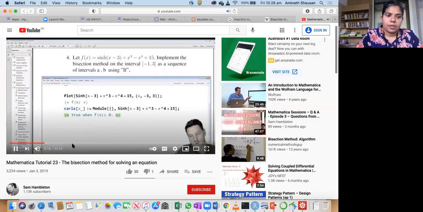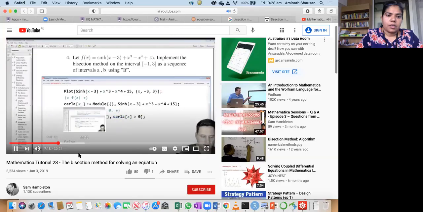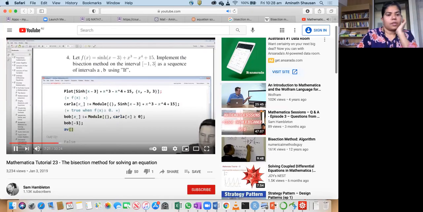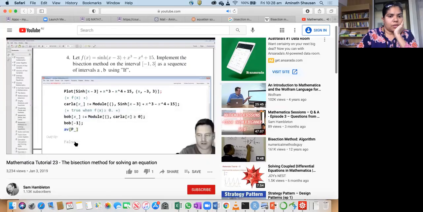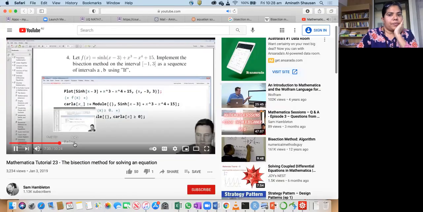Let's call it Bob. So Bob will be a function of x, colon equals module, a place for local variables, which we don't need any. Now it will just check the sign of f of the average, AV for average. And it will be a function of an interval, which will look like a point when we enter it, so it'll have an x and a y component as points.